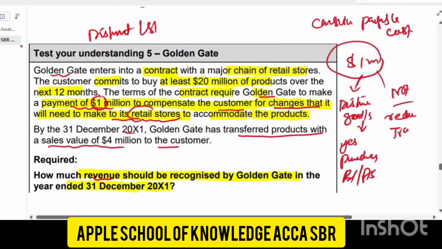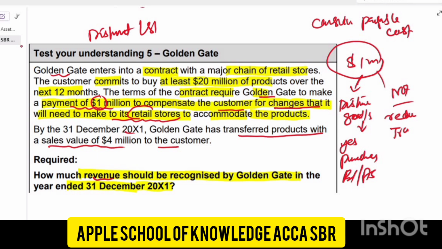Okay, fine. Now by 31st December, Golden Gate has transferred product with a sale value of $4 million to the customer. Clear? So if you see here, the nature of the payment is that the 1 million payment made by Golden Gate is not in exchange for distinct goods or services. Therefore, this payment must be treated as a reduction of the transaction price, not a separate purchase.